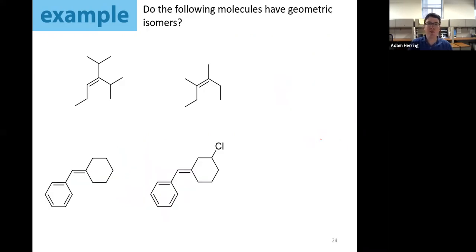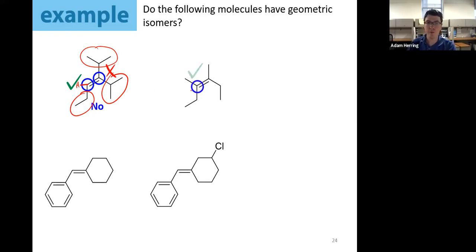All right, let's let you practice. Which of these molecules have geometric isomers? Pause the video and try this on your own. So let's evaluate for each carbon. We need to determine whether or not the groups attached to each carbon involved in the double bond are the same or different. On this carbon, they are different from each other. We have a hydrogen and then a large hydrocarbon chain. On this carbon, these two groups are the same, and so this molecule does not have a geometric isomer.